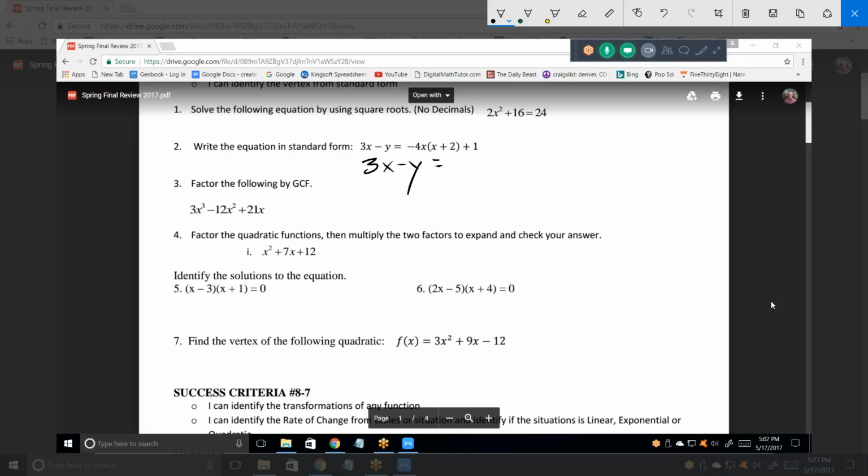Distribute the minus 4x times both terms. We get minus 4x squared, and then minus 8x. And I still have my plus 1. Okay? Now, remember what standard format is. Standard format is this.